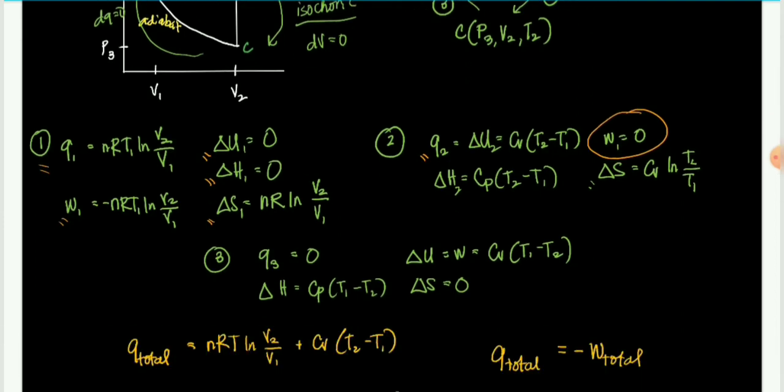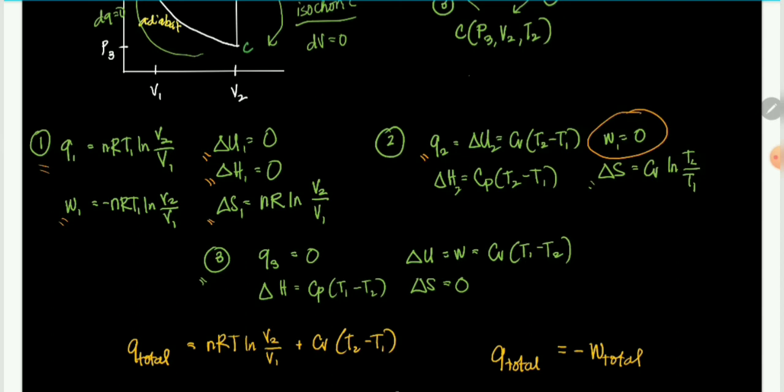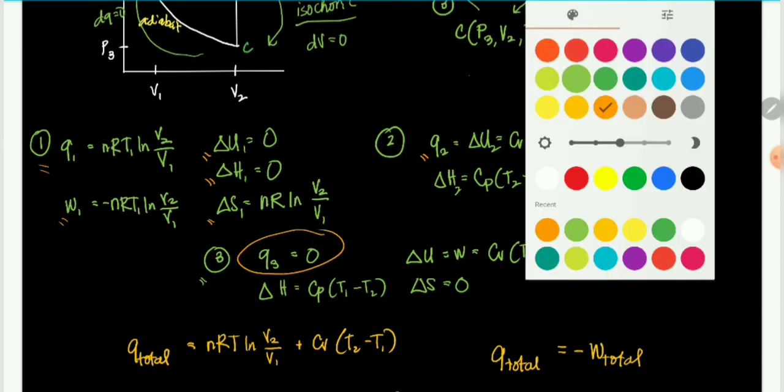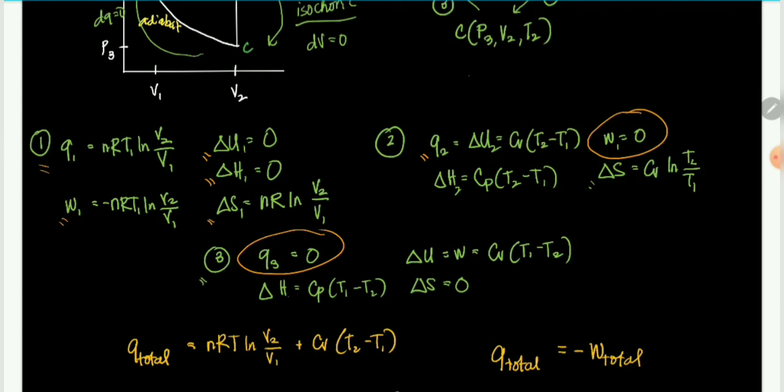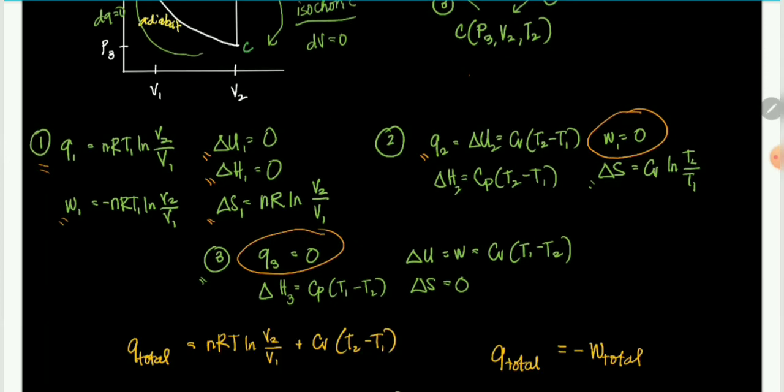Okay? So, for the third step, we have an adiabatic process. So, yung inyong Q3 ay 0. Okay? So, for your delta H3, that's just CP times delta T or T1 minus T2 kasi pabalik na tayo dun sa initial path natin na A or initial state natin na A. Okay? So, the final temperature is T1.